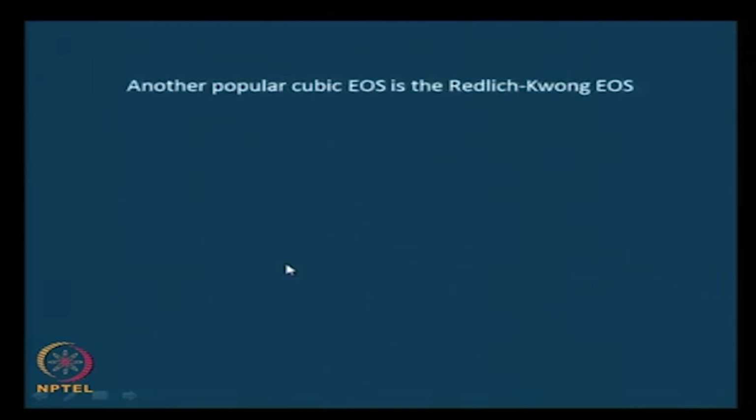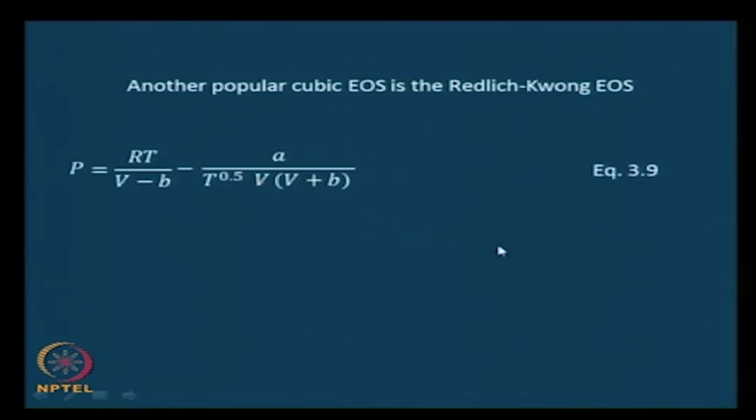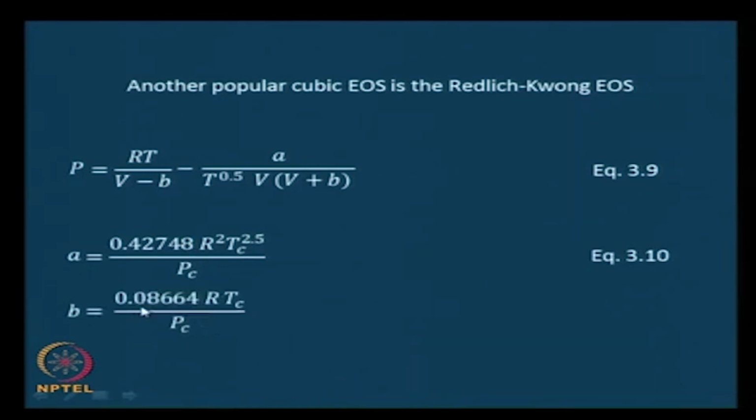Then another popular cubic equation of state we saw was the Redlich-Kwong equation of state, which is given as P equals RT by V minus B minus A by T power 0.5 V into V plus B. And we said the A and B in the Redlich-Kwong equation of state can also be calculated from the critical properties. A is given by 0.42748 R squared Tc power 2.5 by Pc, whereas B was 0.08664 RTc by Pc.